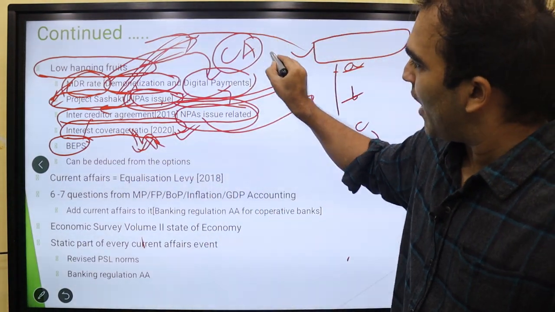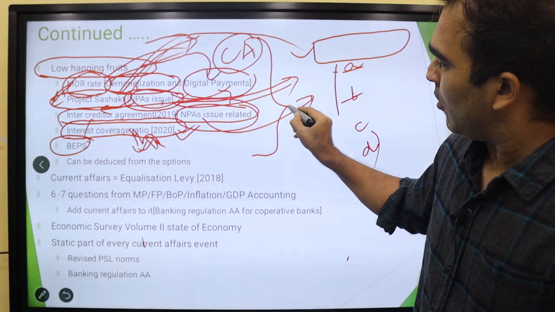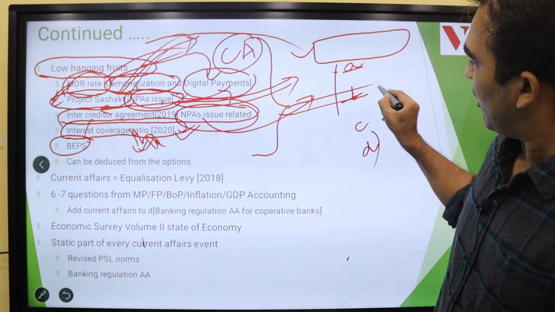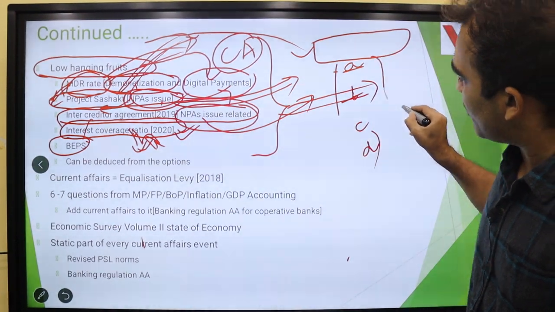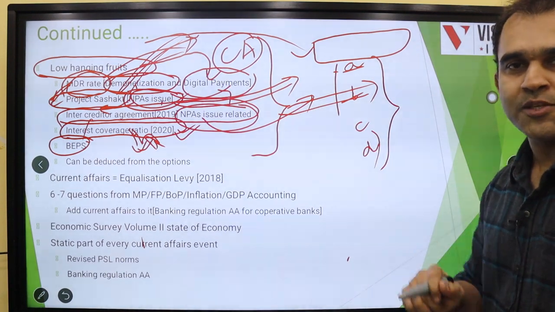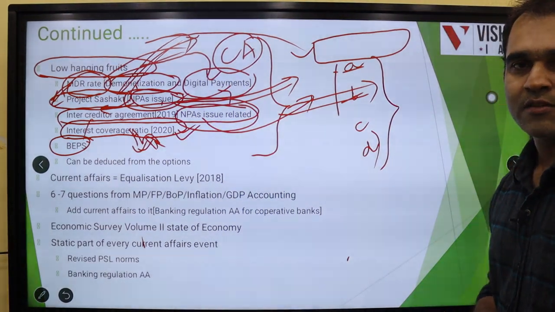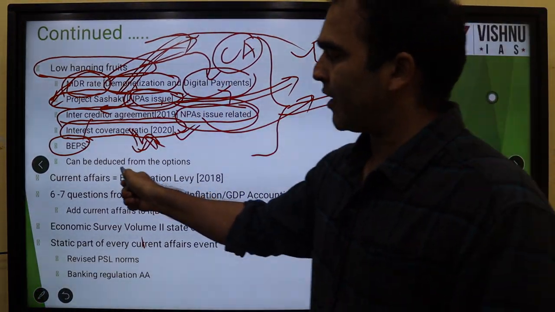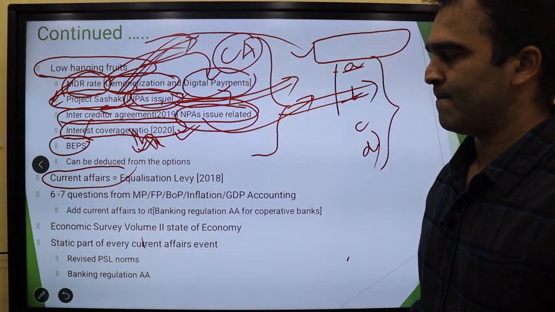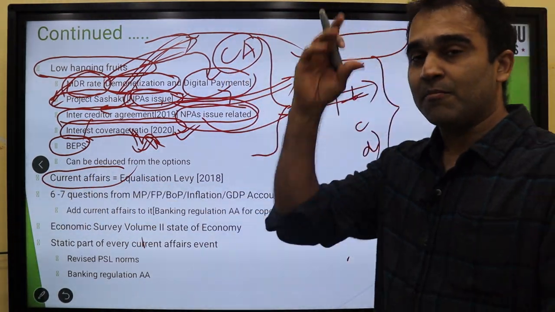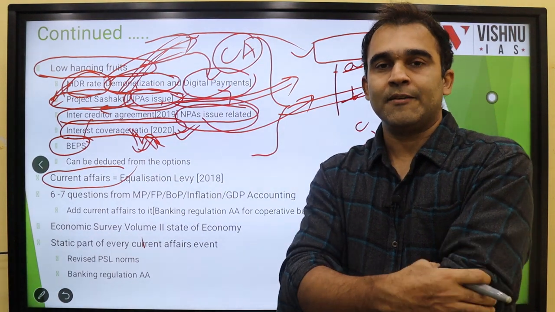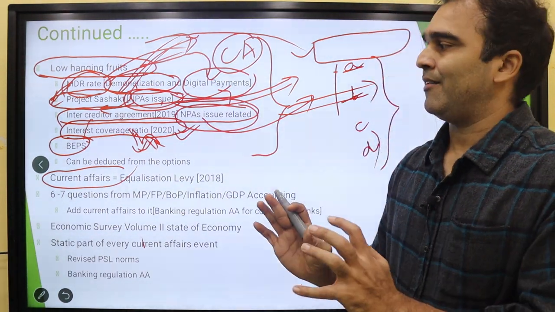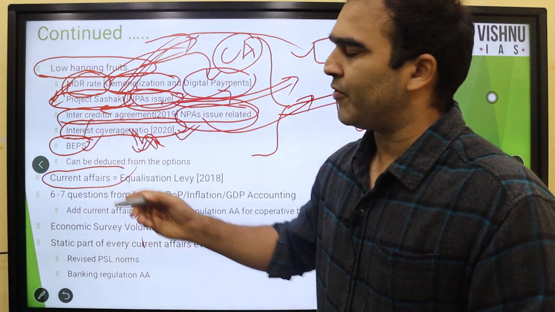In fact, these low-hanging fruits are also called low-hanging because there won't be any confusion in your options. There will be only 4 options. There won't be multiple statement questions. They'll come in the next type, the current affairs related questions, the section B that we were talking about in the previous slide. So remember that. BEPS, base erosion and profit shifting.